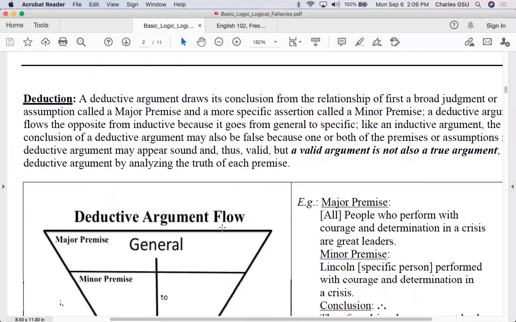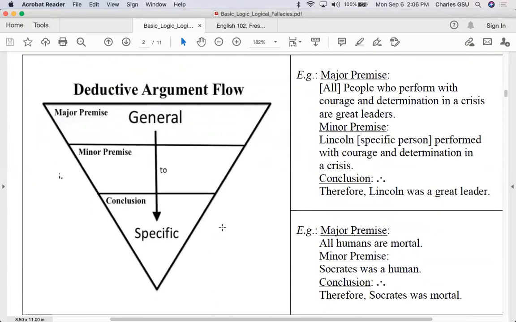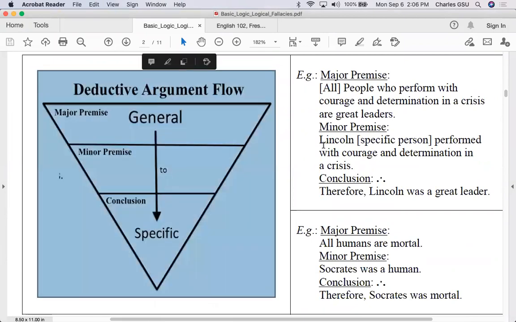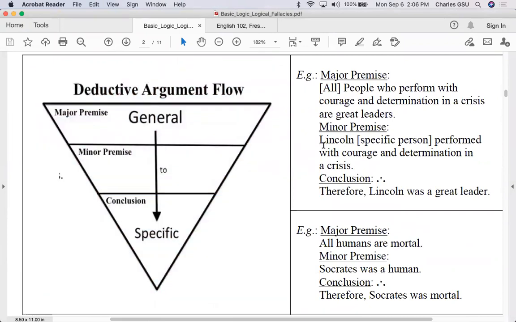The next kind of argument is a little trickier, this deductive argument, trickier in the sense that it's more rigidly defined, as you can see here from this major premise, minor premise, conclusion breakdown. It starts with a broad general premise, therefore it's major, it's applied to the entire category. So here, for example, people who perform with courage and determination in crisis are great leaders.